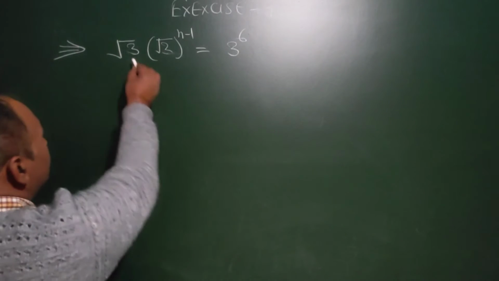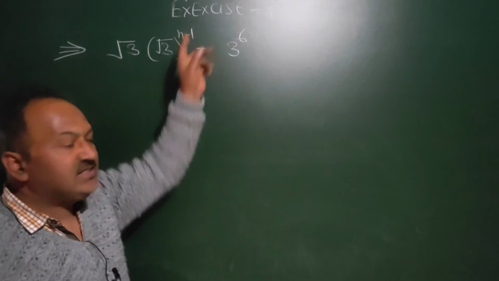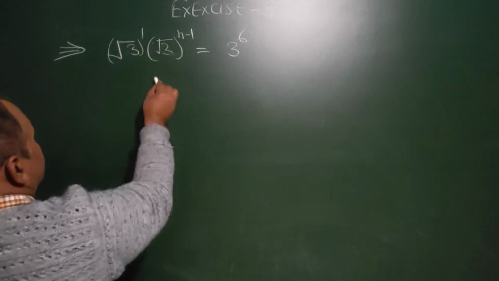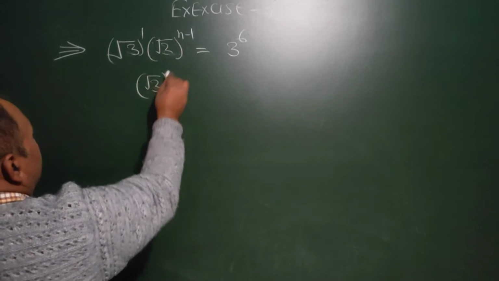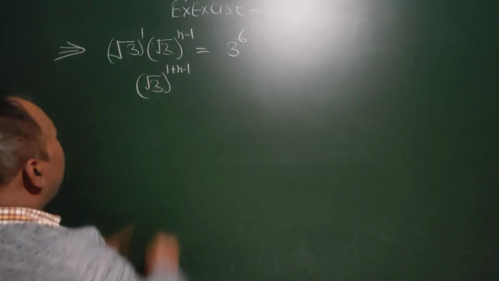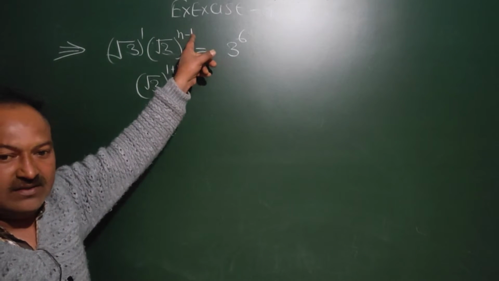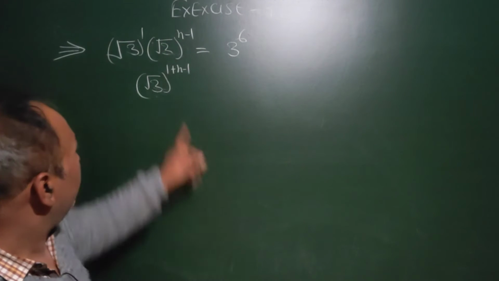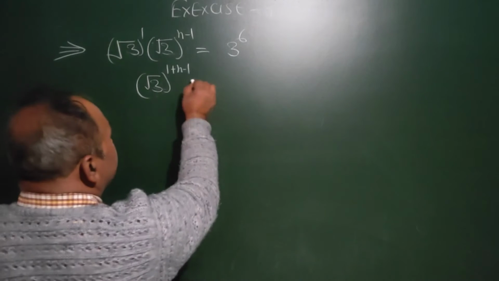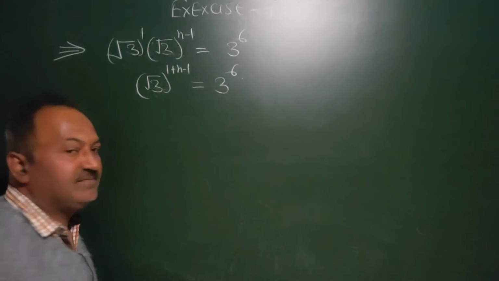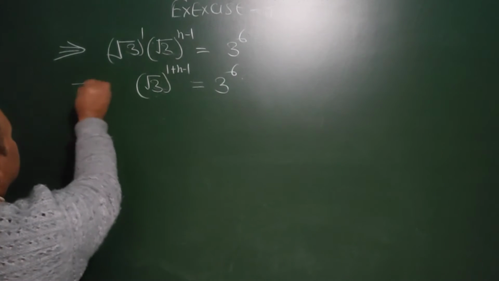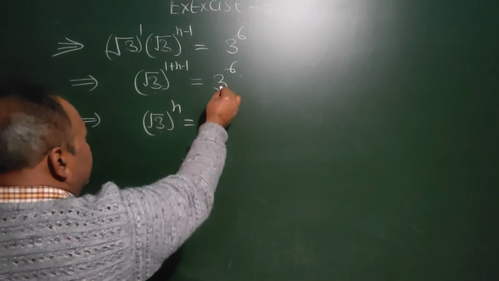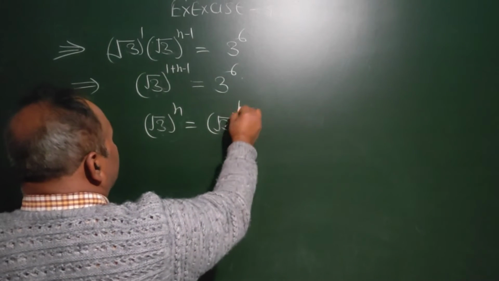Now this becomes root 3 raised to power n minus 1 is equal to 3 raised to power 6. That is again written as root 3 raised to power 1 plus n minus 1. If bases are same, then powers are equal. Root 3 raised to power 1 plus n minus 1 is equal to root 3 raised to power 12. Now this becomes root 3 raised to power n, equal to root 3 raised to power 12.